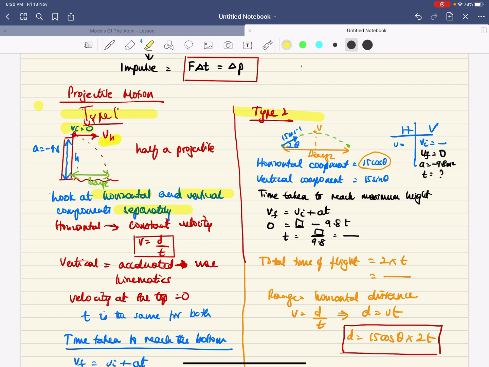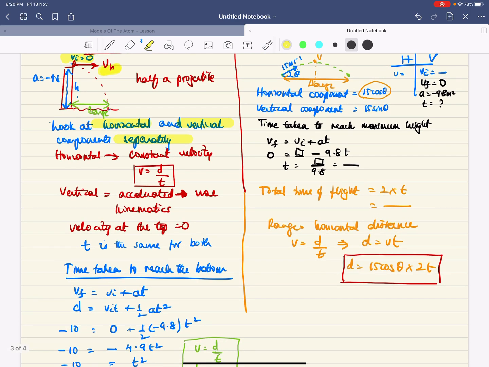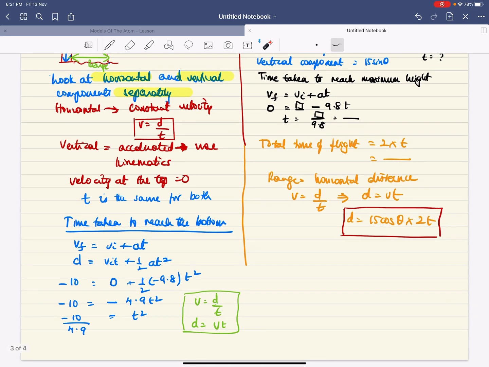Because it's accelerating downwards, you've got to use your kinematic equation to find out how long it takes to reach the bottom. So the initial velocity is 0. Okay, and so there's your initial velocity, that's 0. Depending on what's given, you can use any of your kinematic equations. So I just assumed the height through which it falls is 10 meters. Because it's falling down, I put -10. So I've just used d equals v_i t plus half a t squared.